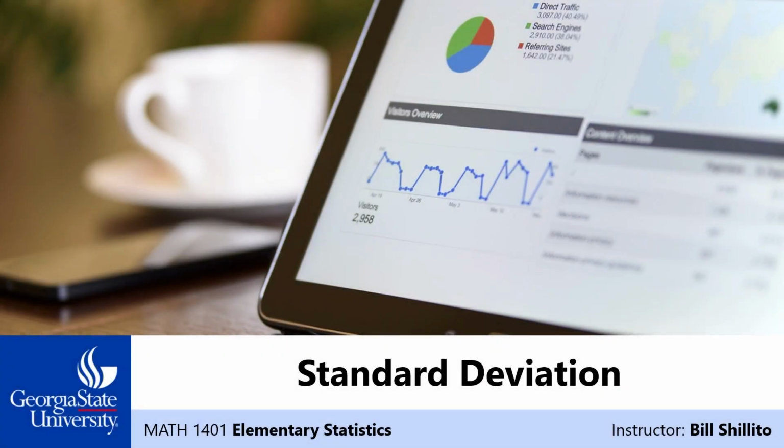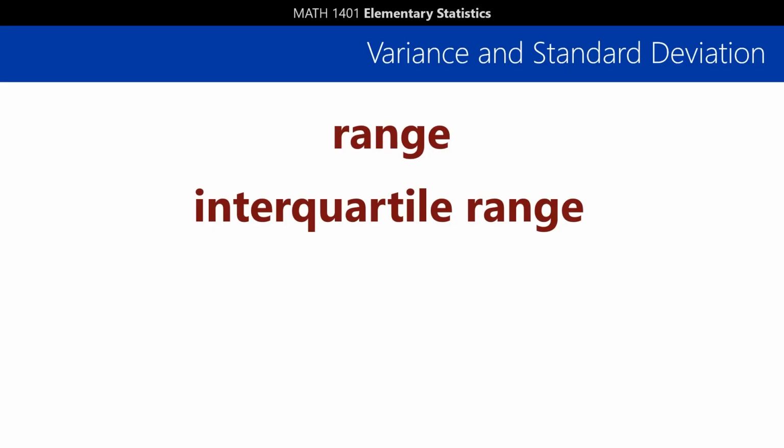In this video, we'll look at the standard deviation, which is another way to measure the spread of a dataset. We've already seen two ways to measure the spread of a dataset: the range, which is the distance between the lowest and highest values, and the interquartile range, which is the distance between the quartiles, that is, the points 1/4 of the way and 3/4 of the way through the data.